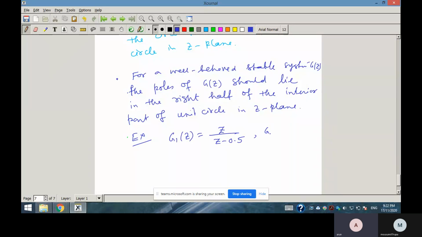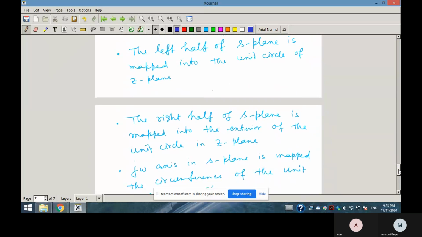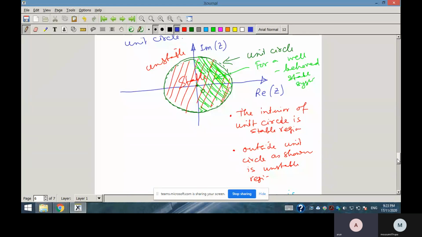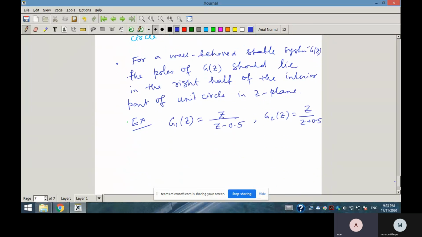Okay, and G2(z) I will take as z by (z plus 0.5). So both are the same, just the numerator polynomial is the same and the denominator polynomial differs. What is happening? In one case, one root will lie on the right side, that means here. In the other case, the root is lying here. Both are stable systems. So both are stable, but whose behavior is good?